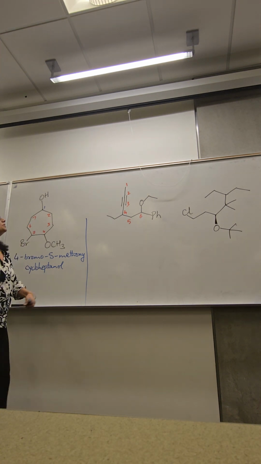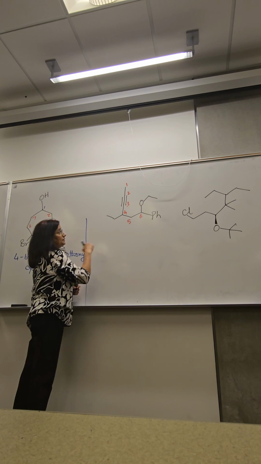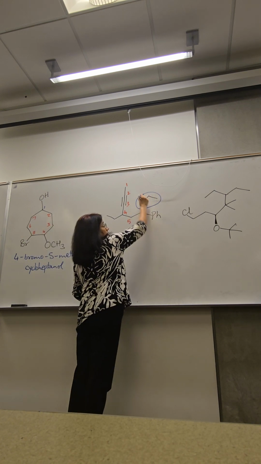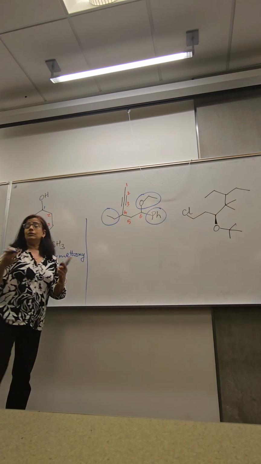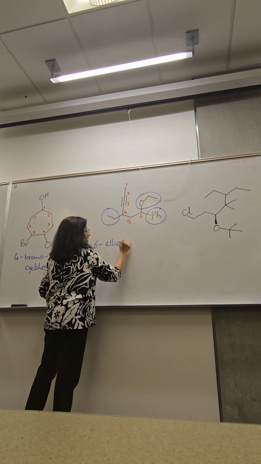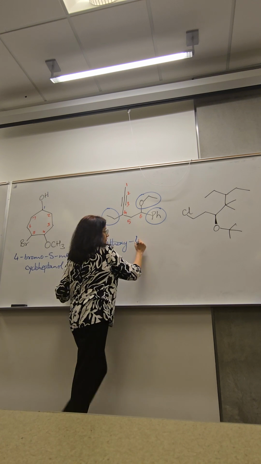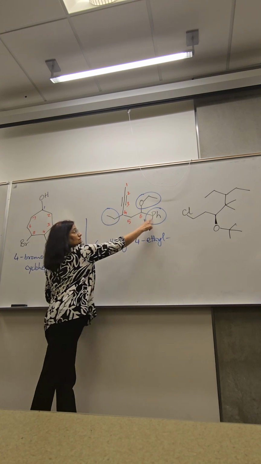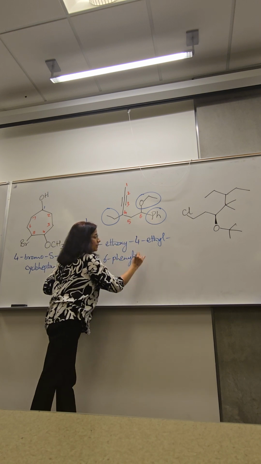Coming back though, let's name this. So who's going to come first? Ethoxy. See, this is ethoxy. What is this? Phenyl. And this? Ethyl. So alphabetically, which one comes first? Do you all agree? Ethoxy. Okay. Who comes next? Ethyl. So that is at? 4. Then comes what? Phenyl. At? 6.